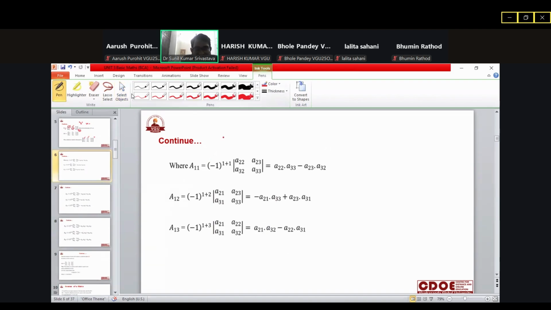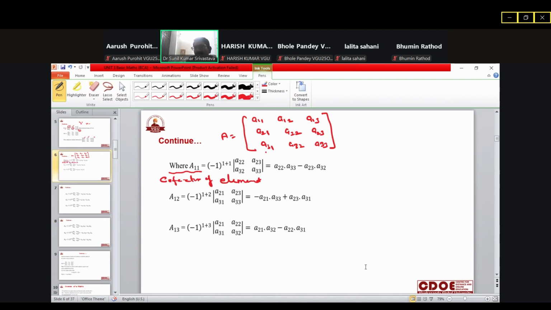Suppose we are given a matrix A here. I will write it in the form A11, A12, A13, A21, A22, A23, A31, A32, and A33. This is the matrix given, and we have to find the cofactors of the matrix. How to find? We have to write like this. The cofactor of an element, talking about just one, suppose A11, will be denoted by capital A11.